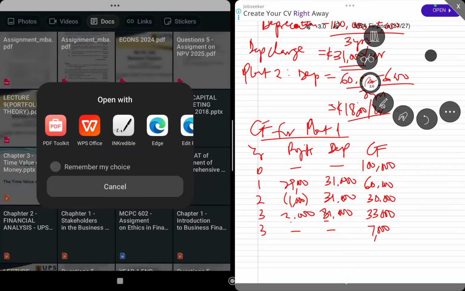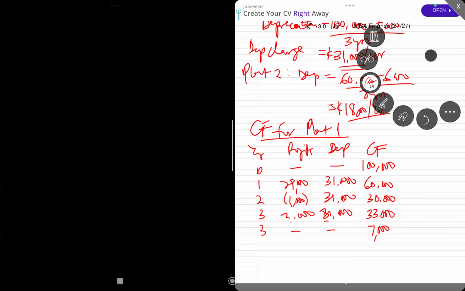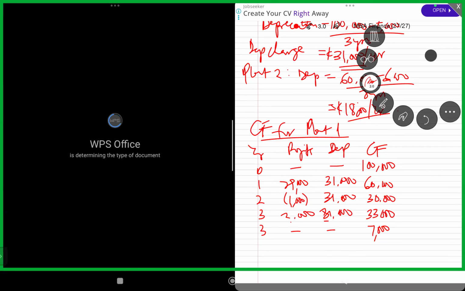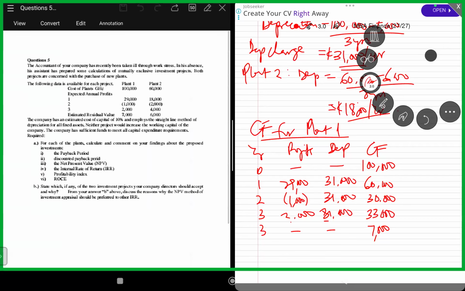Listen to me. In year 3, they will use the plant till year 3. So at the end of year 3, they were going to make or earn a profit of 2,000. But when they earn a profit of 2,000 at the end of year 3, they will sell the assets. And at the end of that same year 3, let's say 31st December, they will sell the assets. So by the time year 4 will be due, the asset is no more there in the organization. They've sold it off.